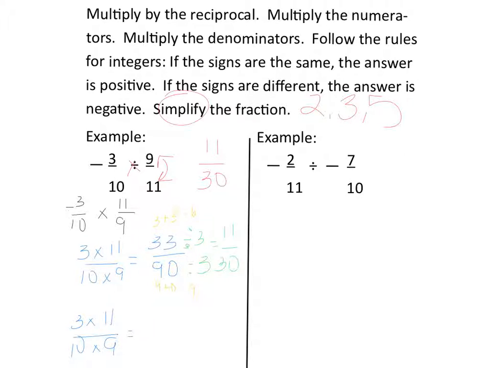In order for us to think about the sign, we have to look at what signs are the fractions. Well, we see 3/10 is negative, 9/11 is positive. The signs are different, so our answer is negative 11 over 30.